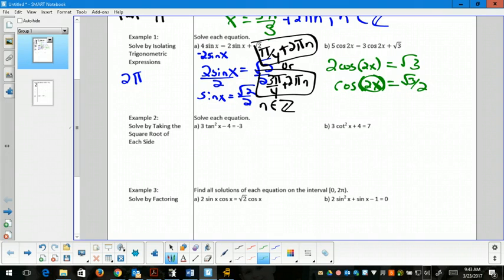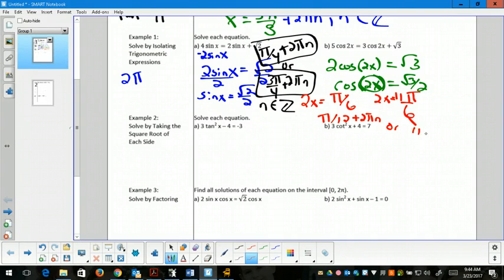Yes, for cosine, pi over 6 and 11 pi over 6. So what we start out with is, hey, that happens at pi over 6 and 11 pi over 6. But that's not what x is, that's what 2x is. So now I have to solve for x by dividing by 2 or multiplying by 1/2, giving me pi over 12 plus 2 pi n, or 11 pi over 12 plus 2 pi n, where n is an element of the integers.